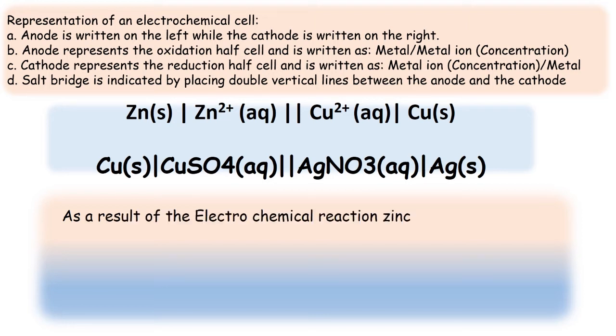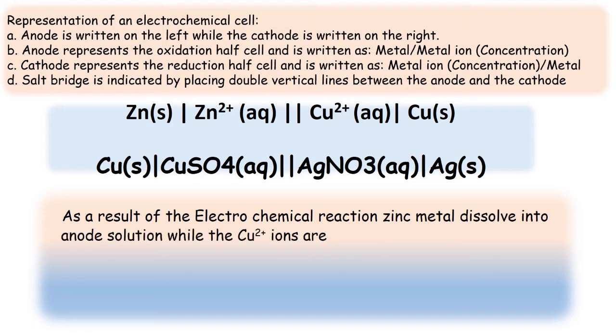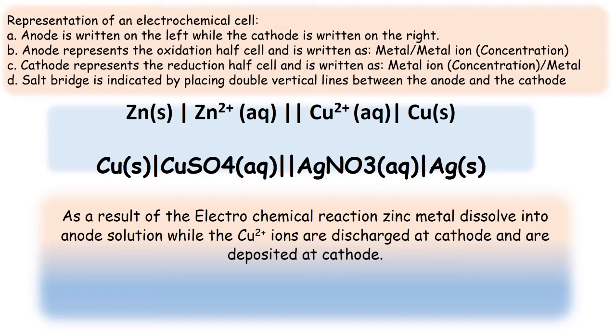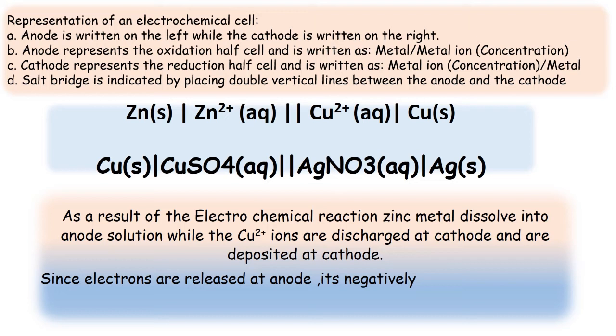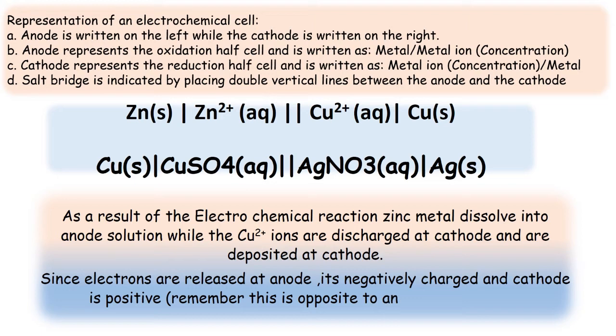As a result of the electrochemical reaction, zinc dissolves into the anode solution, while Cu2+ ions are discharged at the cathode. Discharged at the cathode means they are deposited at the cathode. Since the electrons are released at the anode, it is negatively charged and the cathode is positively charged. Whereas this is opposite in the case of an electrolytic cell.